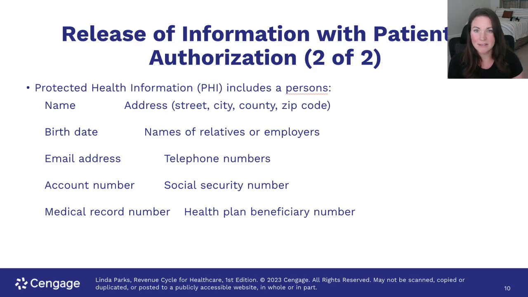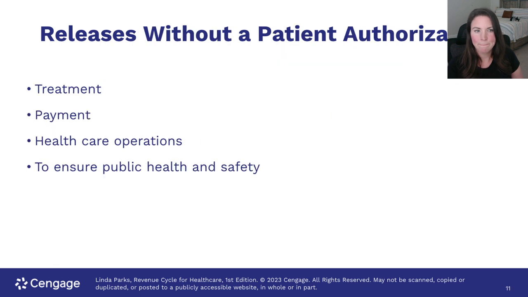Here's just some of the things that are included in your PHI. So your name, address, date of birth, names of relatives, employers, email address, phone numbers. Okay, so these are the types of things that are included in your PHI. Okay, the HIPAA privacy rule allows your PHI to be released without your consent for these things here.